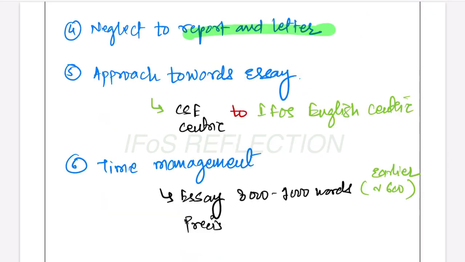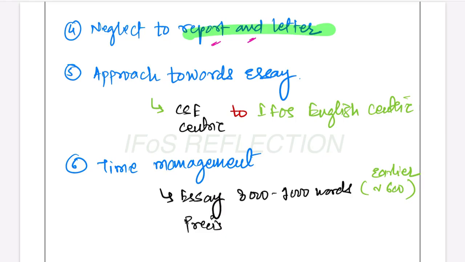Thirdly, like I've said, neglect of report and letter. Knowing the format is one thing, but you should know the language, the phrasing, the comprehension and the vocabulary that is needed to write a formal report or formal letter. The voice, the approach, the person in which the reports are to be written, everything needs to be prepared beforehand, so that you are able to write the report very comprehensively and also very correctly in terms of grammar.